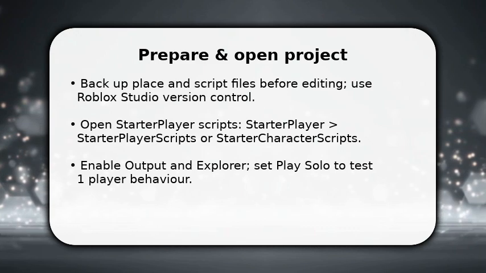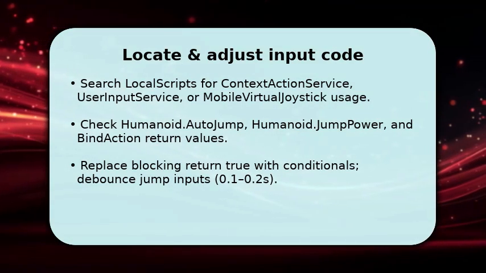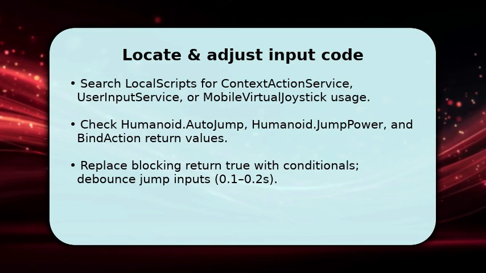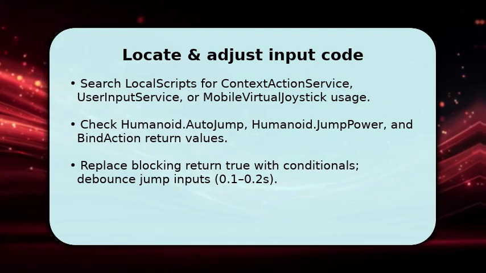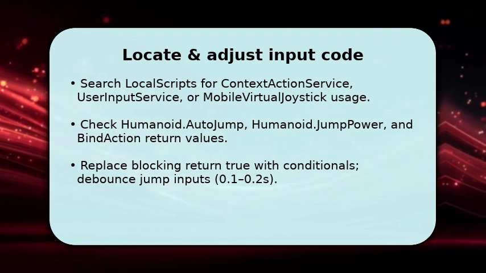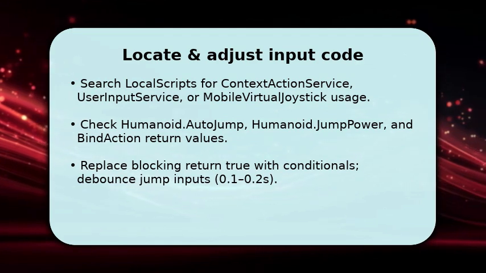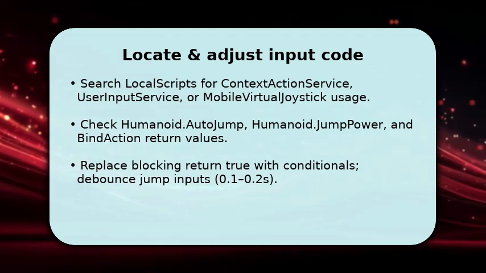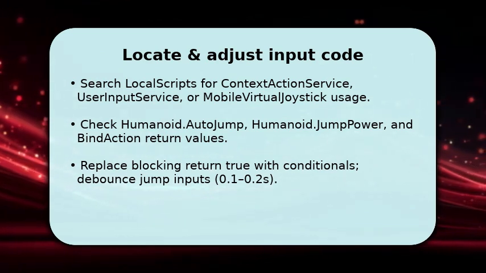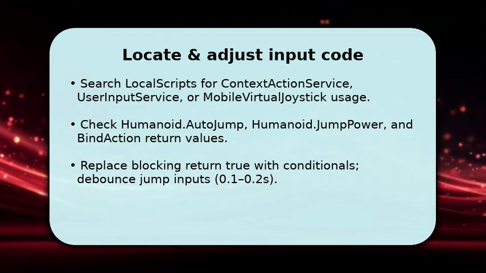You now locate the offending code and adjust input handling so jump and joystick cooperate. Inspect local scripts for ContextActionService, BindAction, UserInputService touches, or a mobile virtual joystick script, and find where functions return true to swallow events. Replace unconditional returns with conditional logic that only blocks when necessary, and add a short debounce like 0.1 to 0.2 seconds around jump to prevent repeated suppression.